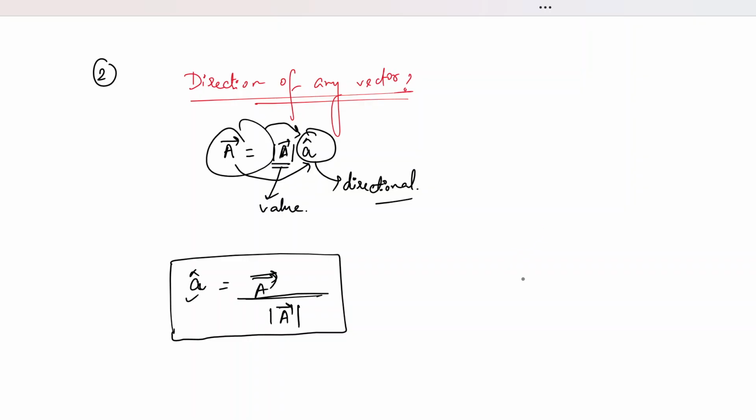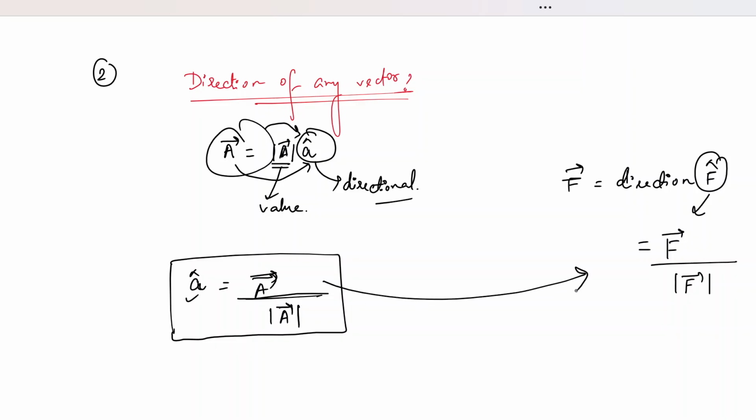Now let us apply this idea to the question that is given to us. We have in the question a force vector, which is your f vector. If you have to similarly express the force vector's direction, let's say this is f cap. So f cap is expressing the direction of f vector, which is a unit vector representation, and its value will be f vector divided by the modulus of f vector. Similarly, this is the generic formula I am following.